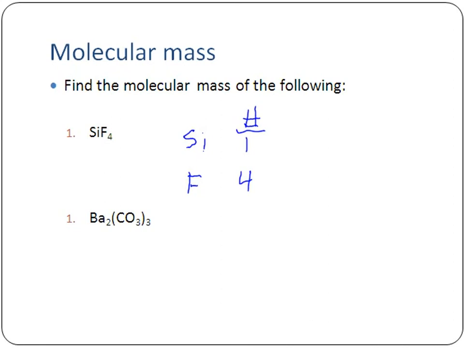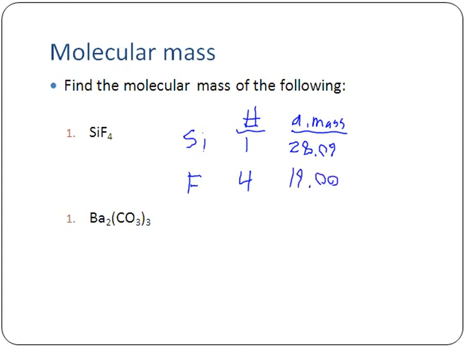The next thing to figure out is the atomic mass. So we look at it for silicon. Silicon has an atomic mass of 28.09. And we do want to always round these to the hundredths place. Fluorine, looking that up, has a mass of 18.998, which rounds up to 19.00.